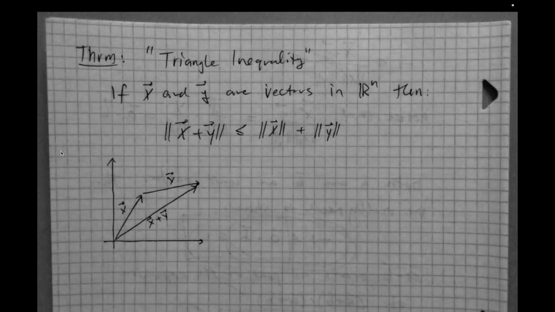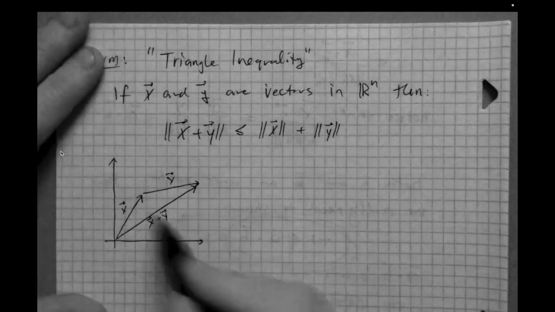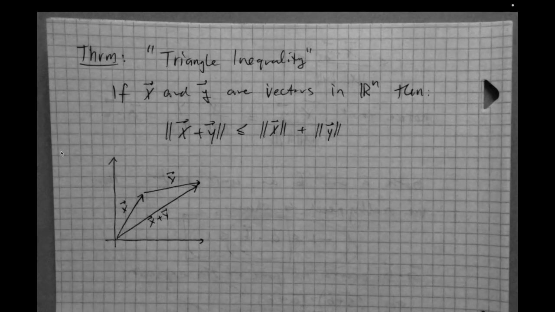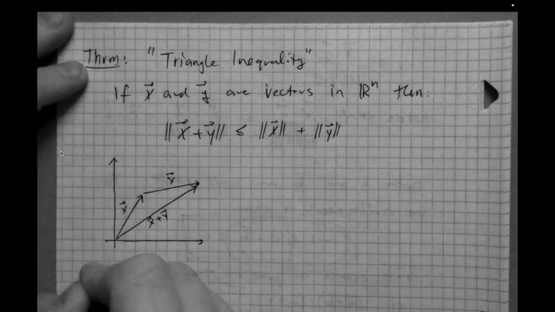So if the third vector x plus y is built up of the other two, x and y, then the length of x plus y needs to be less than or equal to the length of x plus the length of y. And so it's very intuitive when you see it in a drawing like this. Okay, so let's go ahead and prove this.